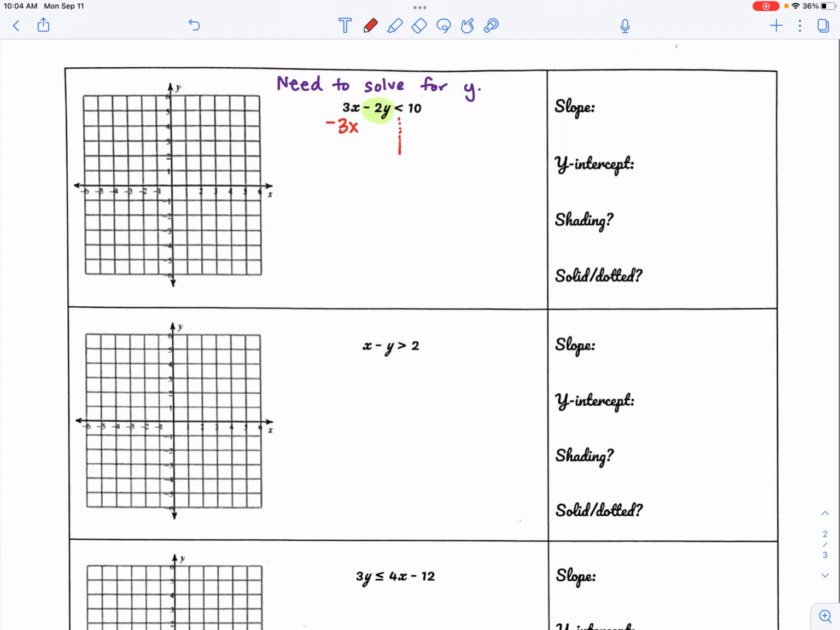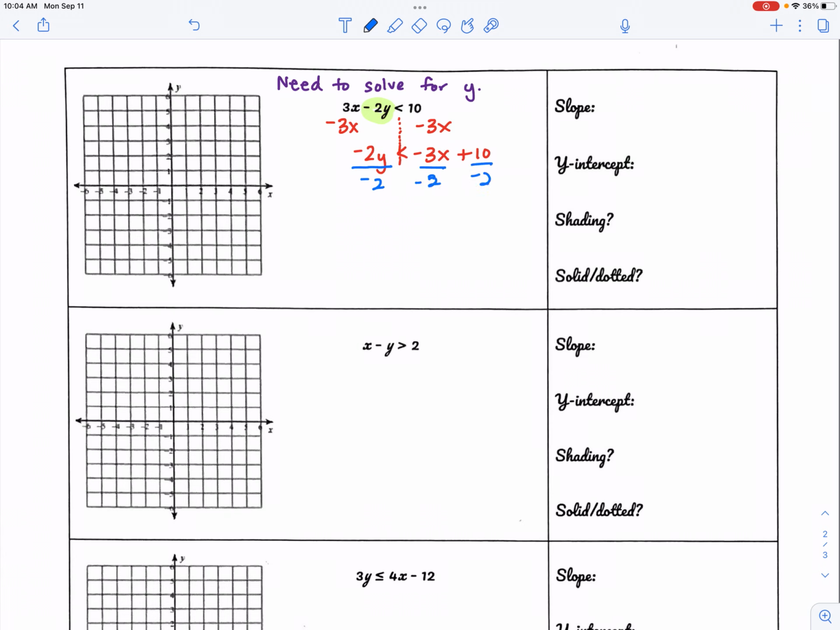If it helps you to draw a little line down the inequality so you keep things balanced, you're more than welcome to. We have a negative 2y less than, I'm going to put my x first, and then plus 10. So negative 3x plus 10. And then my last step here, I want to leave that y by itself, so I need to divide both sides by negative 2.